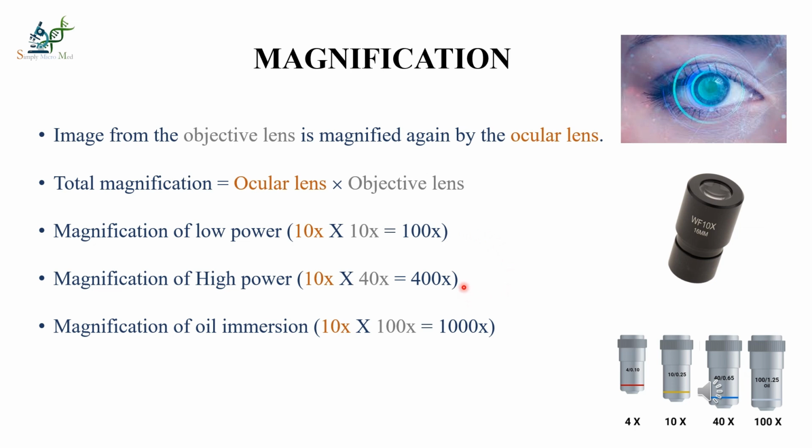And the magnification power of high power is 400x. With the help of this high power, we can observe the motility of microorganisms, mainly motility of bacteria, protozoa and fungi. In oil immersion, the maximum magnification is 1000x. With the help of this oil immersion objective, we can observe the stained smear.